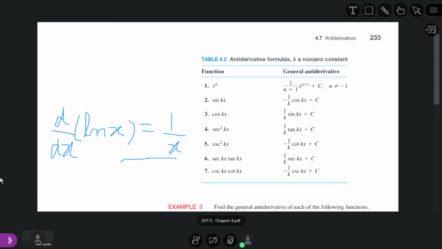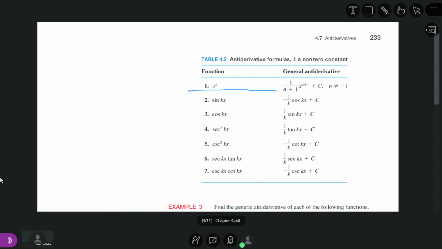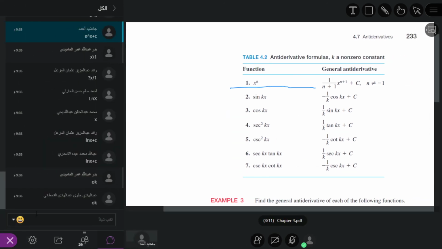If you see, by the first rule, x power n, we increase 1 in the power and divide by the whole power. So what is the first example? What is the antiderivative of x power 5?